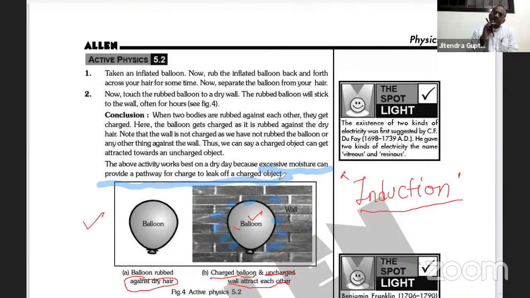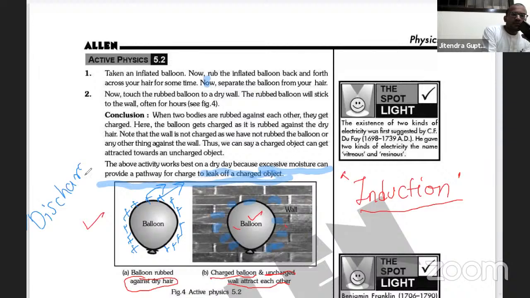Yes. So there is one more concept: leakage of charges. Can you see here? What does leakage of charges mean? Suppose this balloon has a lot of plus charge. Then when it goes beyond the boundary, some charge will come into the air. That is called discharging, meaning leaving the surface, going away from the balloon surface. This is the discharging process.